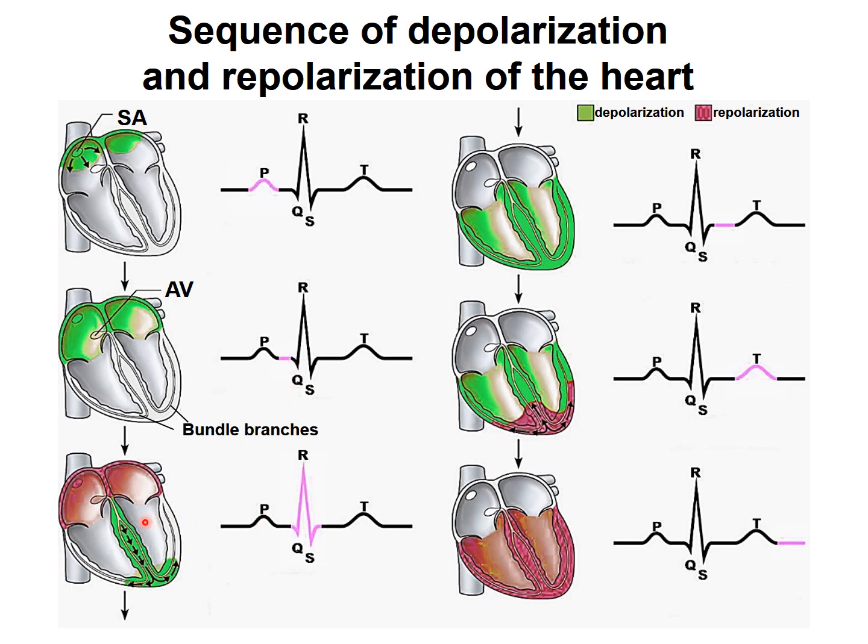When the bundle branches activate the muscle cells of the ventricles, we have the QRS complex. And when everything is depolarized, we have the ST segment, when we have the mechanical contraction. When the repolarization starts, we have the T wave, and when everything is back to normal, we have the isoelectric line before the next cycle comes and before the next P wave is initiated.